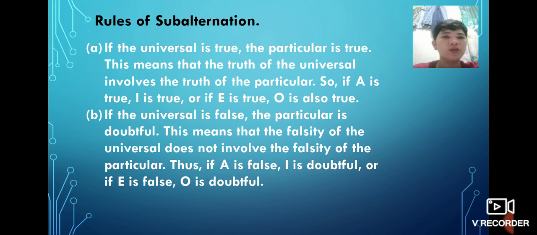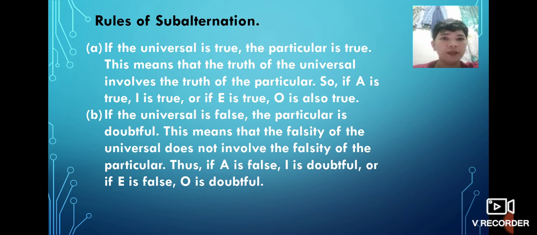We have also the rules of subalternation. Letter A. If the universal is true, the particular is true. This means that the truth of the universal involves the truth of the particular. So if A is true, I is true. Or if A is true, O is also true. So they are all connected, of which opposition of proposition.